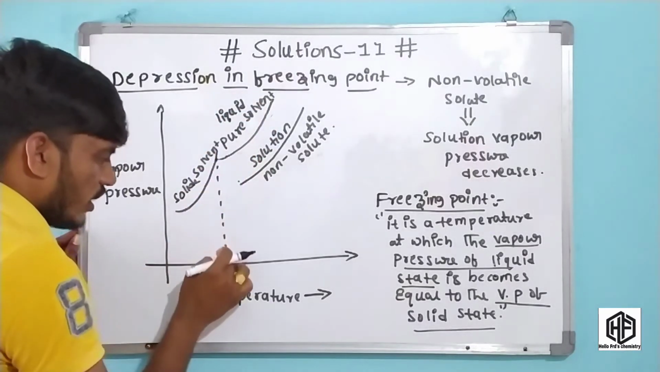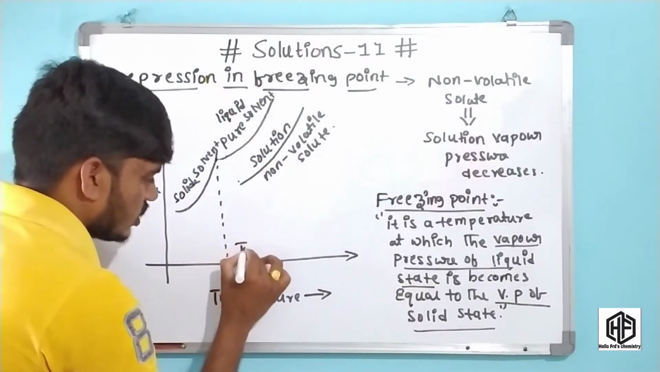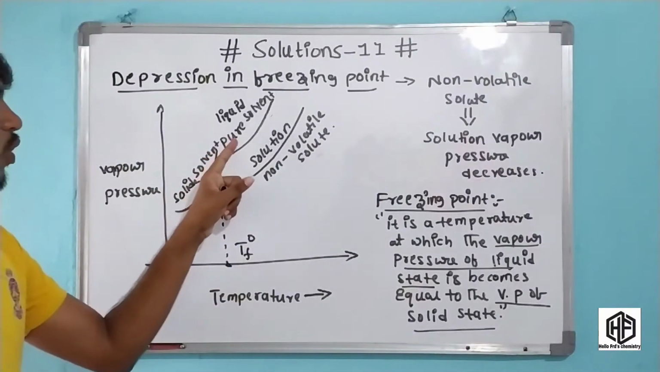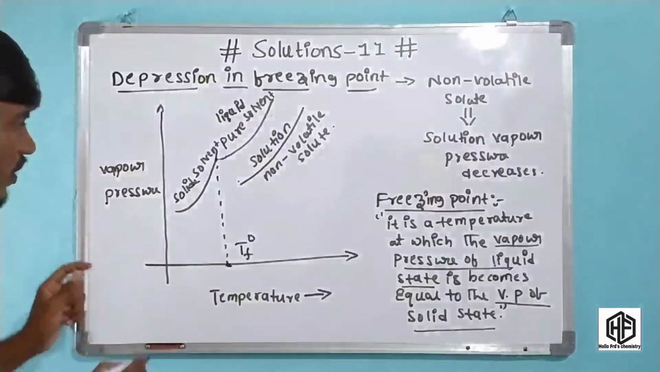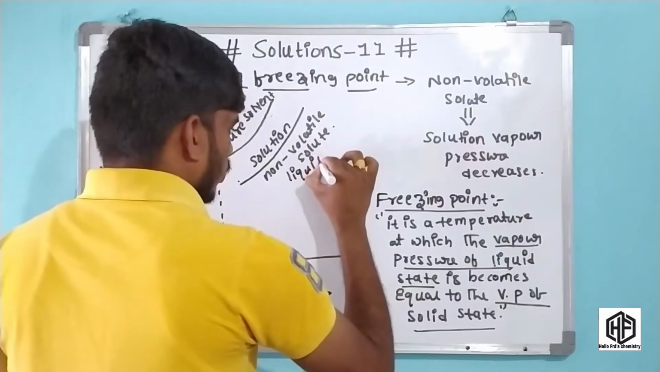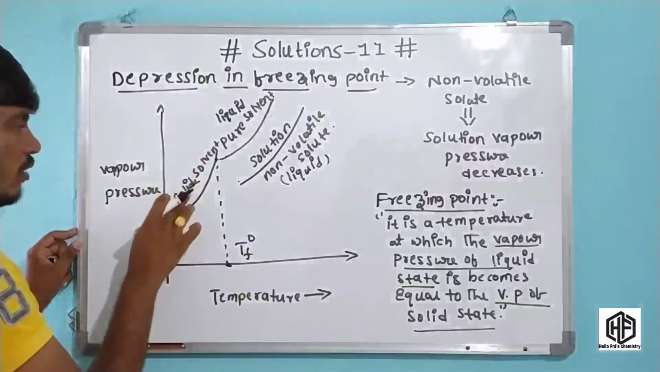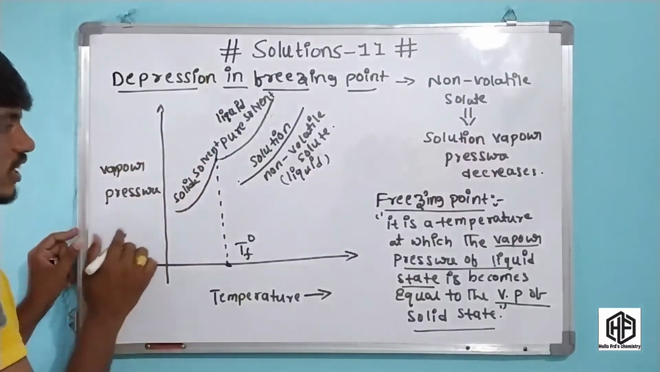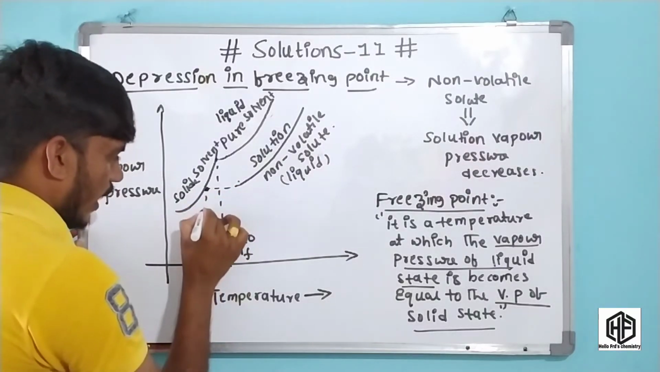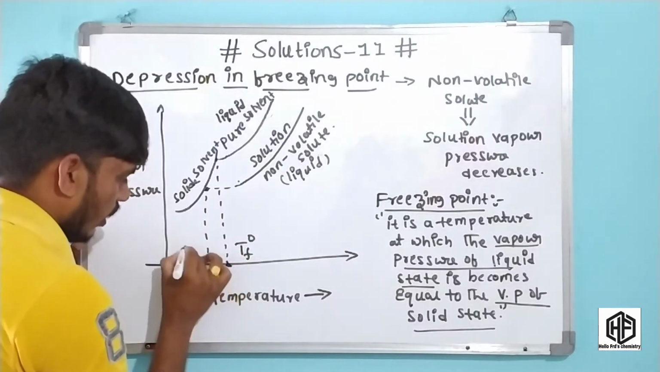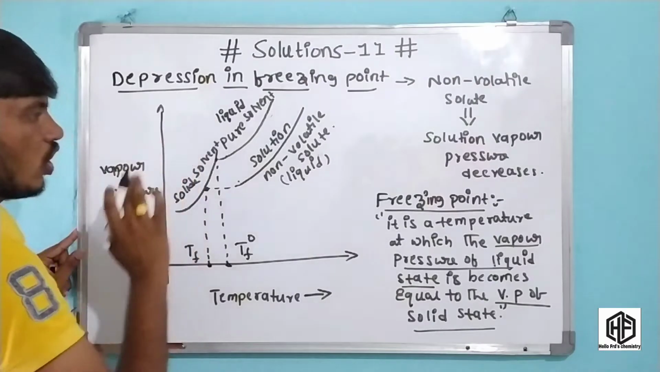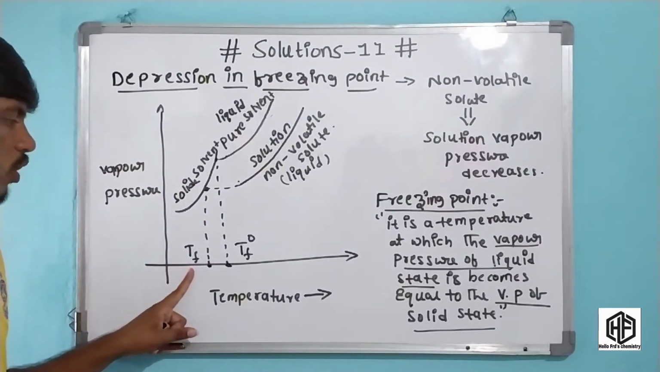Now this point is called the freezing point. This is called TF0. This TF0 is the freezing point of the pure solvent. And this is the solution. The solution is also a liquid. Now the liquid state becomes equal to the solid solvent state at this point. This point is called TF, the freezing point of the solution.